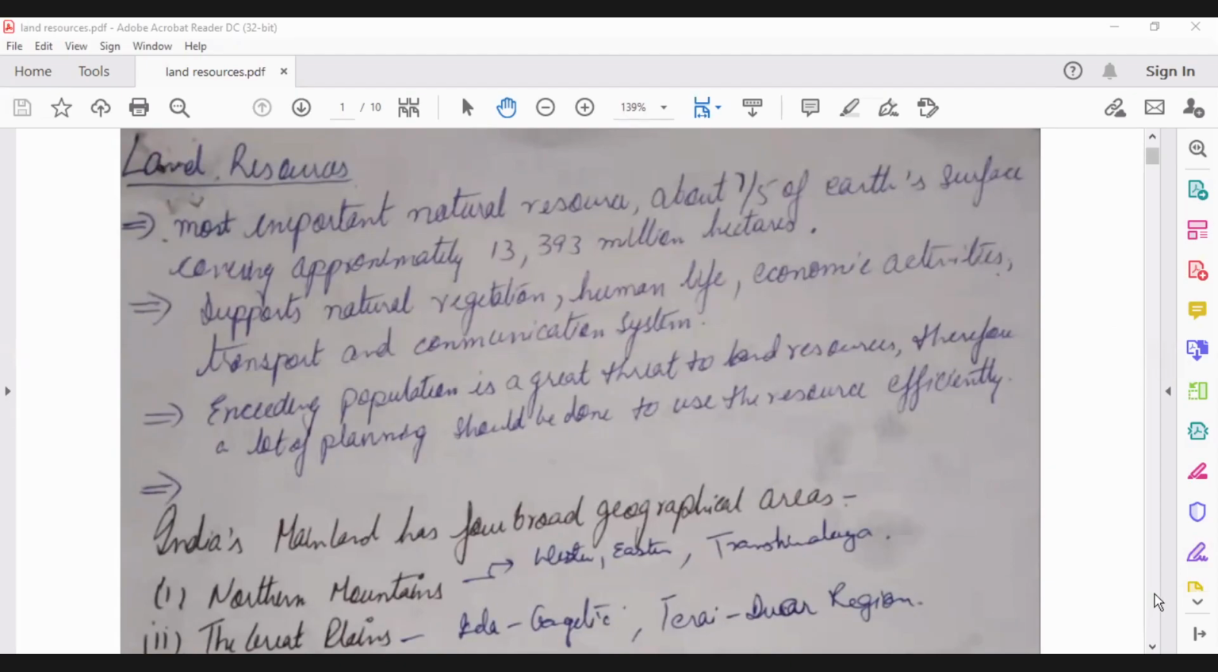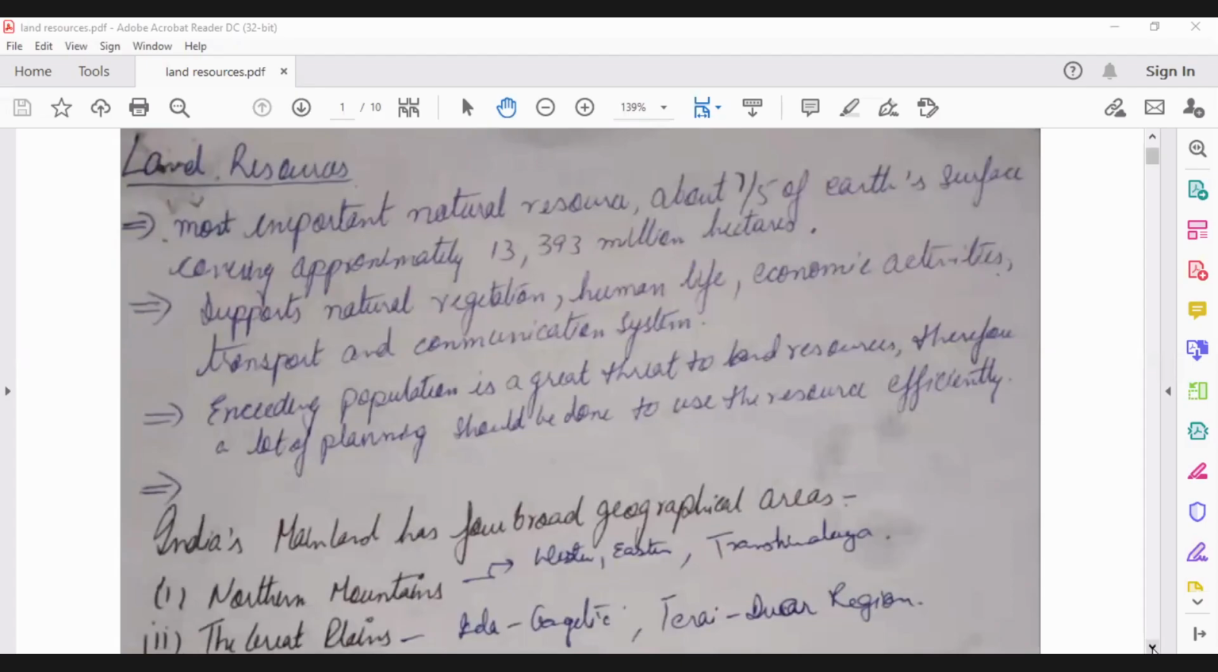The first one is your introduction. When we talk about introduction in terms of land, we say that it's the most important natural resource. About 1/5 of Earth's surface covers approximately 393 million hectares of land. The rest of it is water, as we all know. It supports natural vegetation, human life, economic activities, transport, and communication.